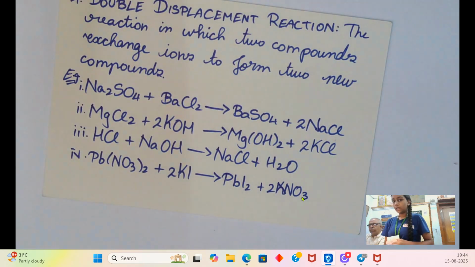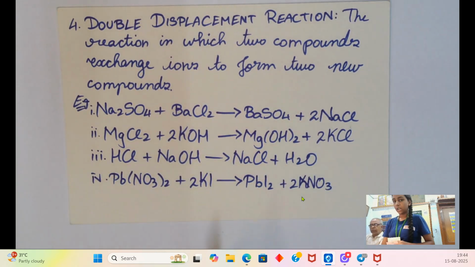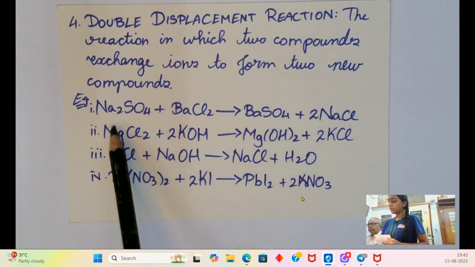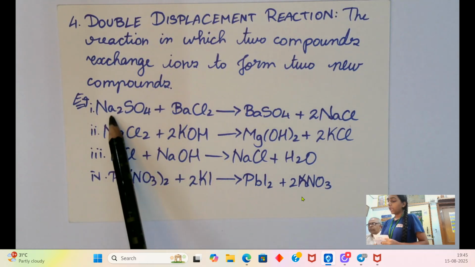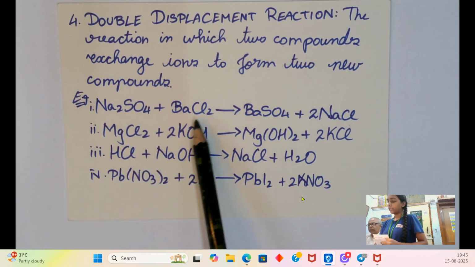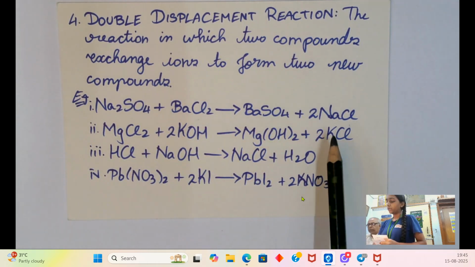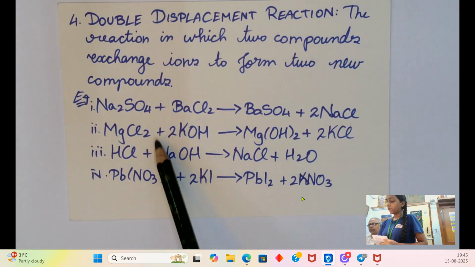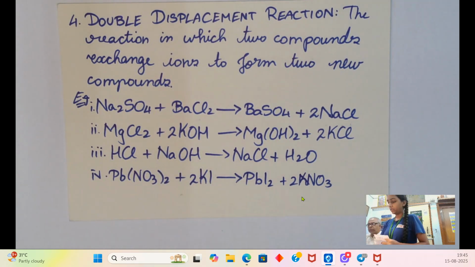So next is the last type of reaction, which is a double displacement reaction. In this, two compounds exchange their ions to form two new compounds. So here we have some examples. Na2SO4 plus BaCl2 gives BaSO4 plus 2NaCl. So here are some other examples.